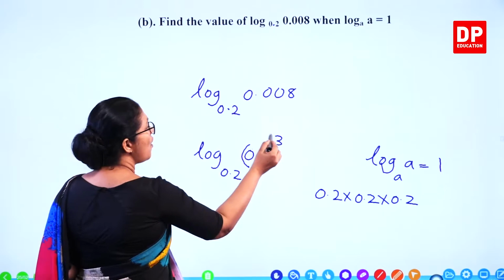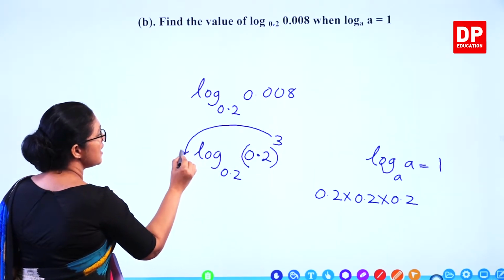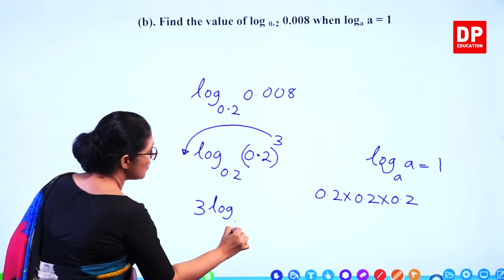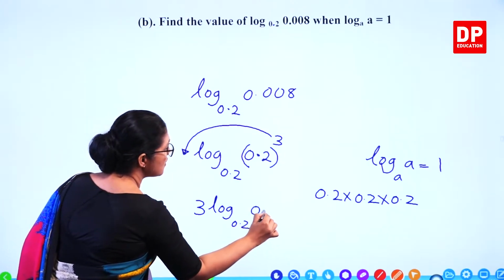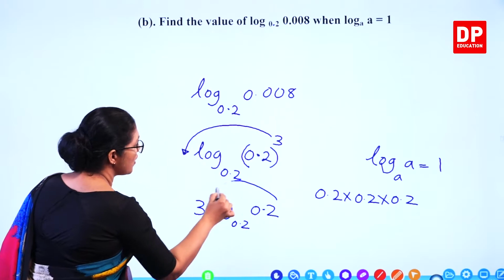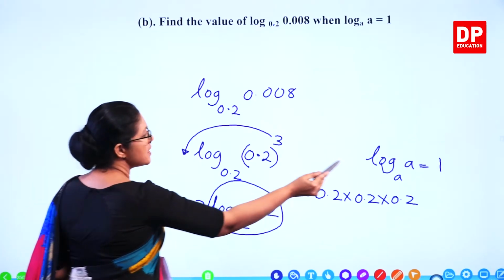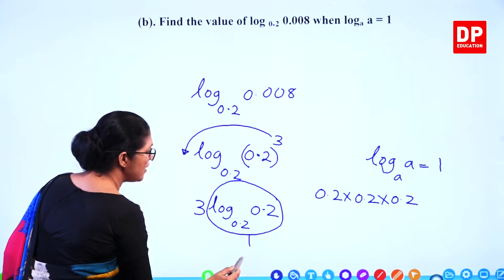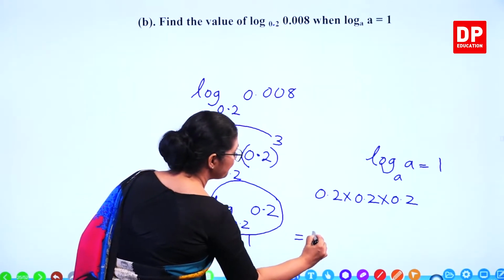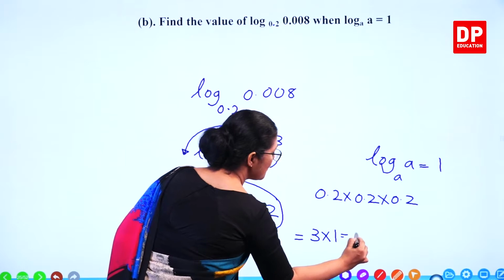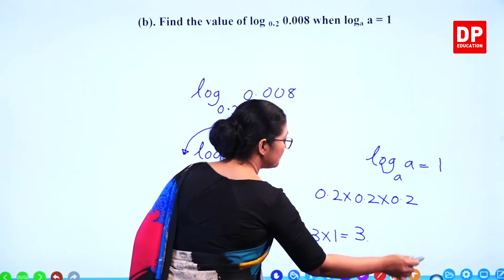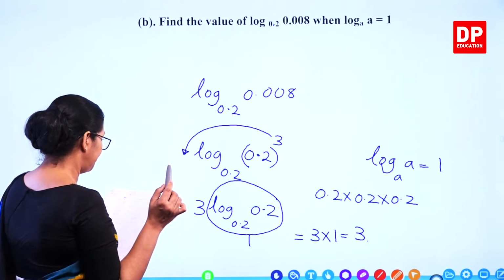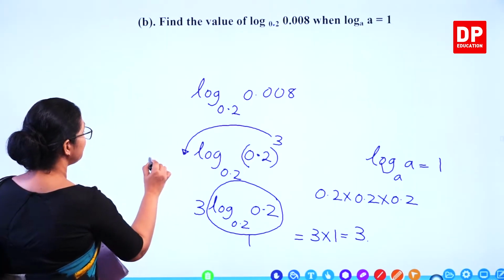There's a power now. You can take it outside. 3 log 0.2 with base 0.2. Now you can use the property there. Same base, same number, you get 1. So this becomes 1. 3 times 1, you get 3. So how many marks for that? You are getting 2 marks.